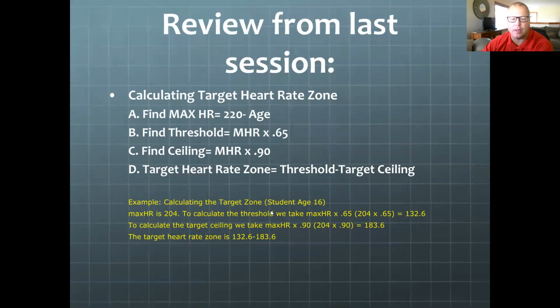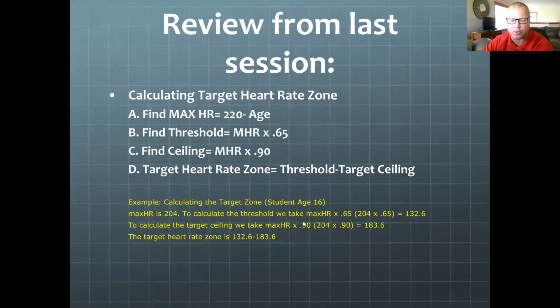So down below, I gave a little example of a student who is 16 years old, and how you would do that. By subtracting their age from 220, you would get a maximum heart rate of 204. So basically that says a 16-year-old's heart shouldn't be able to beat more than 204 times. And to be honest with you, I've been teaching for 25 years, and I still don't know why they came up with this number 220. But it is a number that we use in a formula.